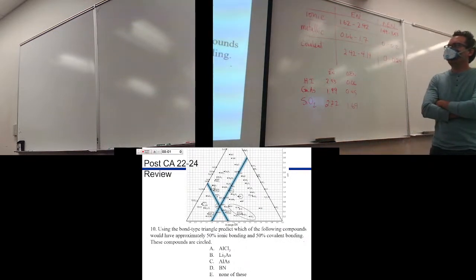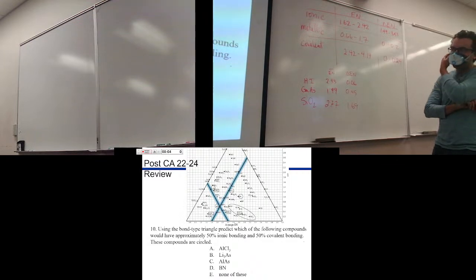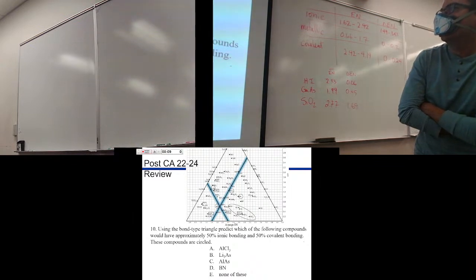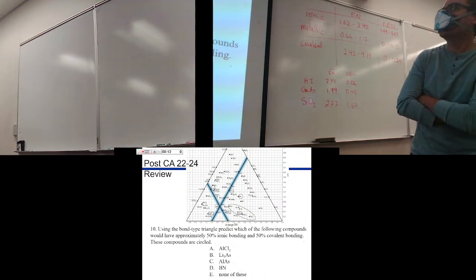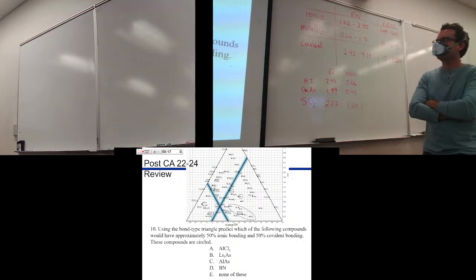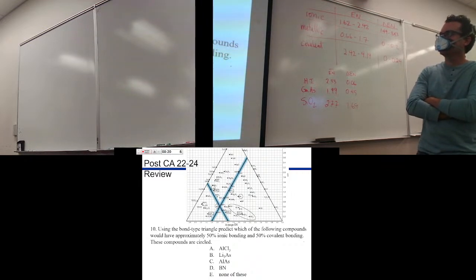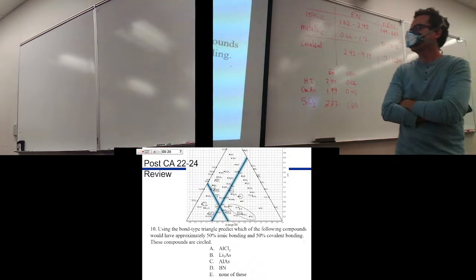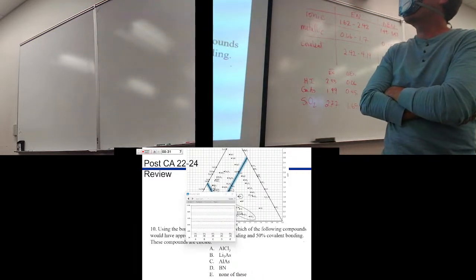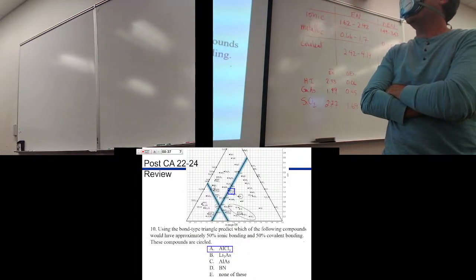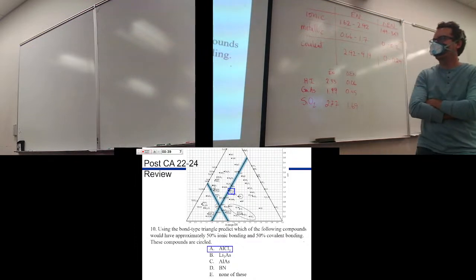So here we go. Which one of these has approximately 50-50 ionic covalent bonding? And these are in circles. These are the small circles. All right. You guys are on fire. Good. I'm glad this is so easy. Everybody's going to get 100% next week on the quiz, right?